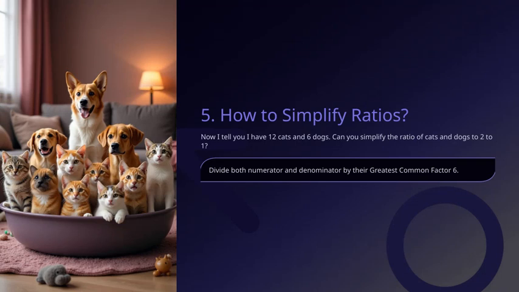All right, let's talk about how to simplify ratios. Imagine I tell you I have 12 cats and 6 dogs. The question is, can we simplify this ratio of cats to dogs to a more manageable form, like 2:1? The key idea here is to find the greatest common factor, or GCF, of the two numbers. In this case, the GCF of 12 and 6 is 6. Now, to simplify the ratio, we divide both numbers by that GCF. So, 12 divided by 6 gives us 2, and 6 divided by 6 gives us 1. That means the simplified ratio of cats to dogs is 2:1.